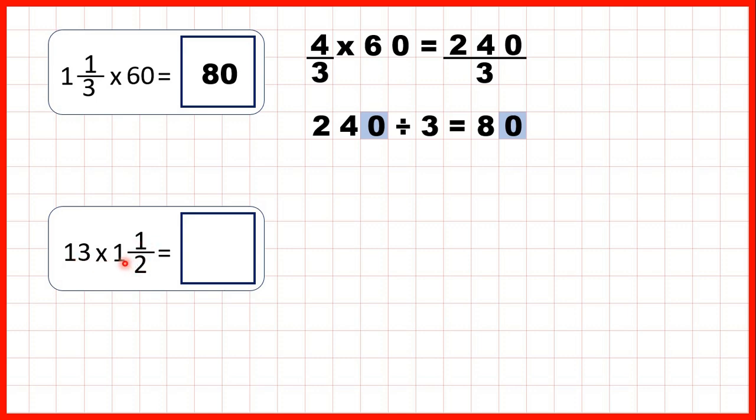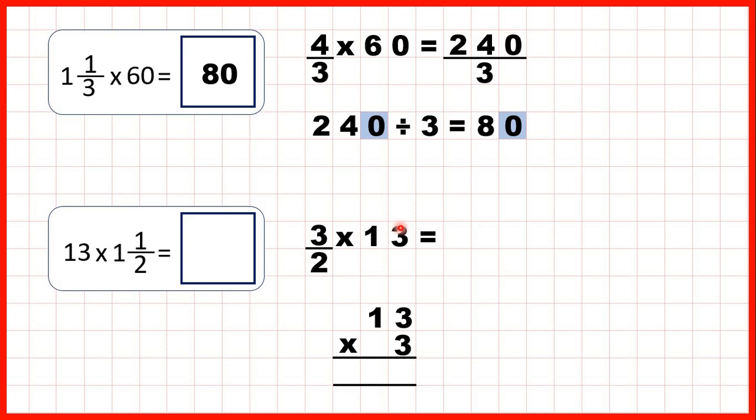Finally, we have 13 times 1.5. We can start by changing 1.5 into an improper fraction. 1 times 2 is 2, plus 1 is 3. So that's 3 halves as an improper fraction, and we're multiplying by 13. So here I've switched it round and written it with 1.5 or 3 halves first, but remember we can do that because with multiplication, order doesn't matter.